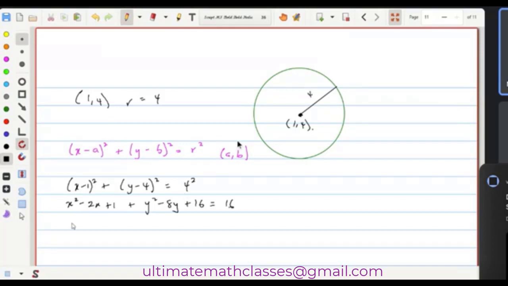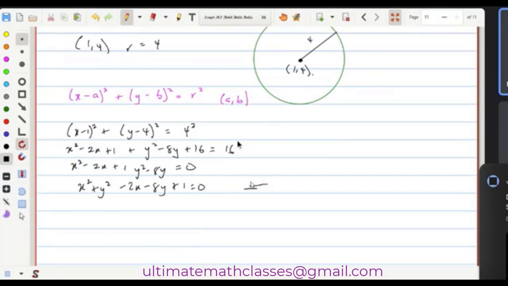So in this case, this gives you x squared minus 2x plus 1, y squared minus 8y. The 16 goes there, and it actually cancels the 16, so the right side is 0. Let's rearrange. Let's send the 1 to that side. X squared plus y squared minus 2x minus 8y plus 1 equals 0. Either you send it to this side or leave it this way. Basically, this is the standard way to write it. You write it equal to 0.